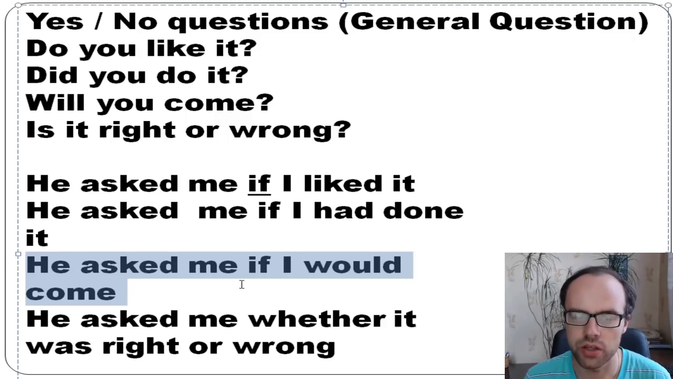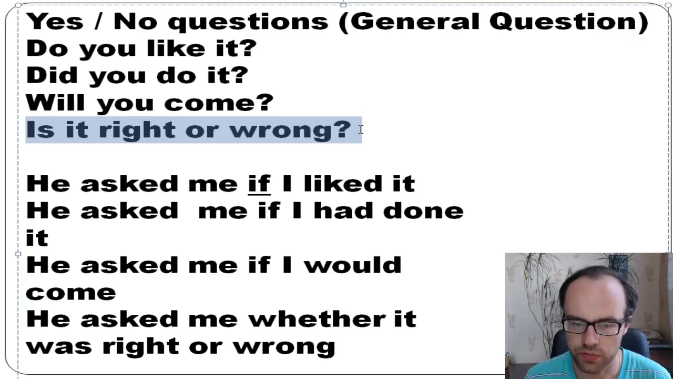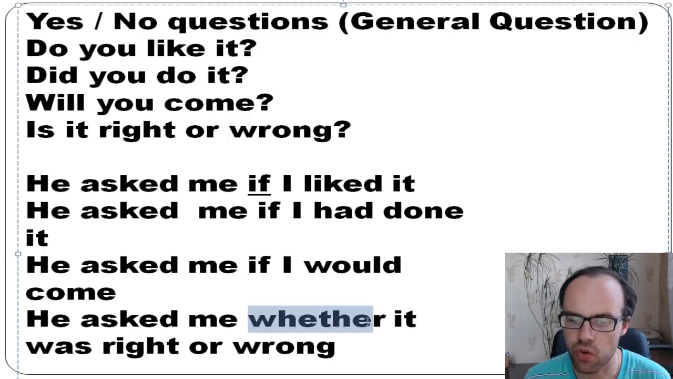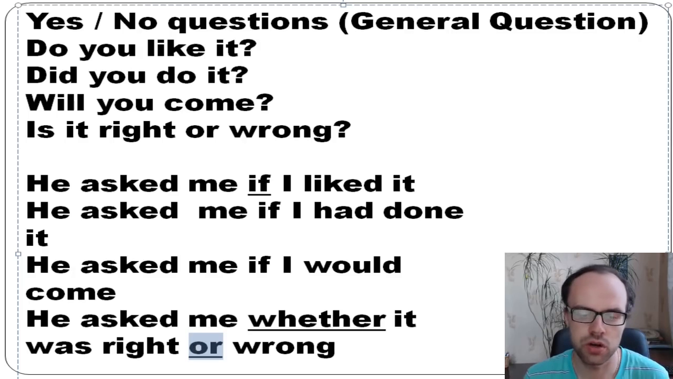Okay, you know that I have one more question for you. Is it right or wrong? He asked me whether it was right or wrong. So you know that we use if, but sometimes we use whether. We use whether mostly in such cases when we have a choice with or, this or that. So if there is a choice, native speakers mostly use whether. He asked me whether it was right or wrong. So we are using whether here because of or, because of this choice.